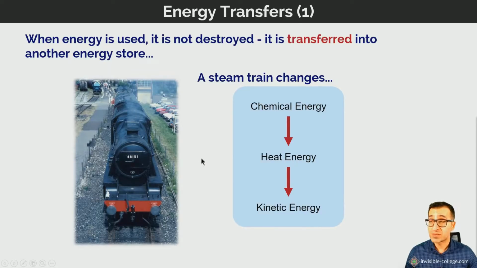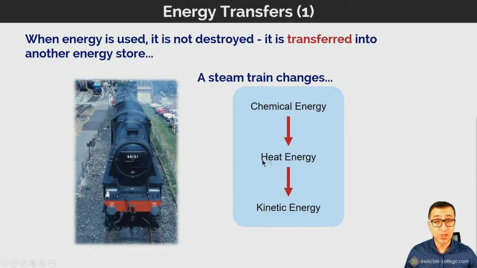So the overall energy transfer that occurs is from chemical potential energy in the coal to heat energy to mechanical kinetic energy of the whole train. Now, there are other transfers that are taking place here as well, because we are simplifying somewhat here.